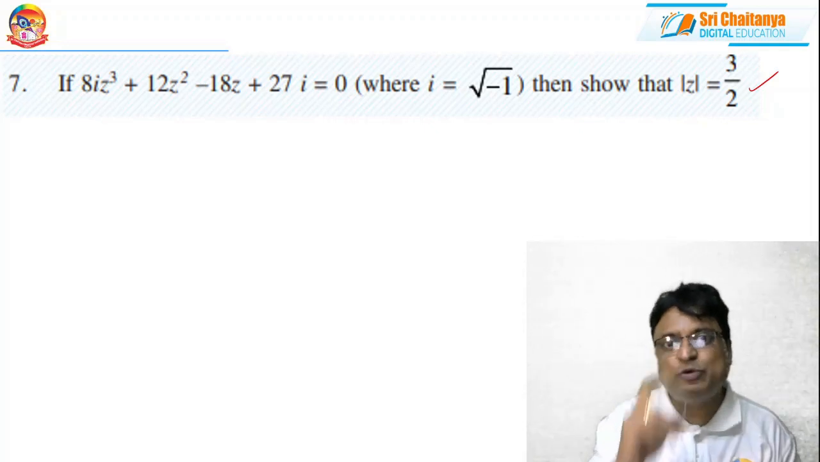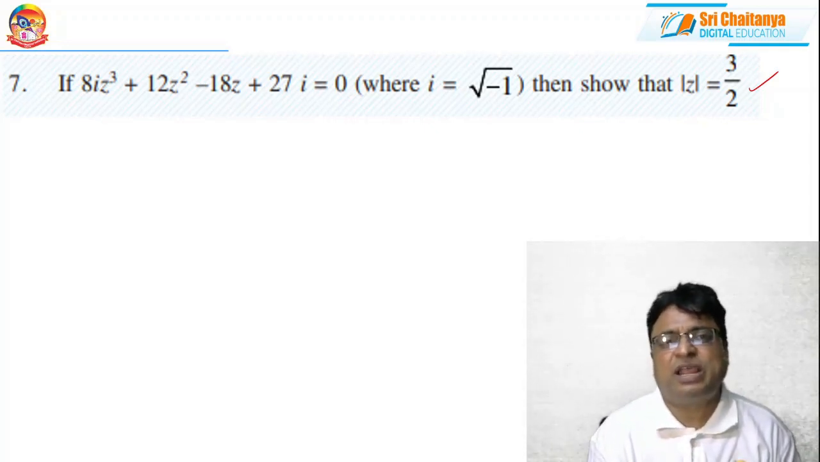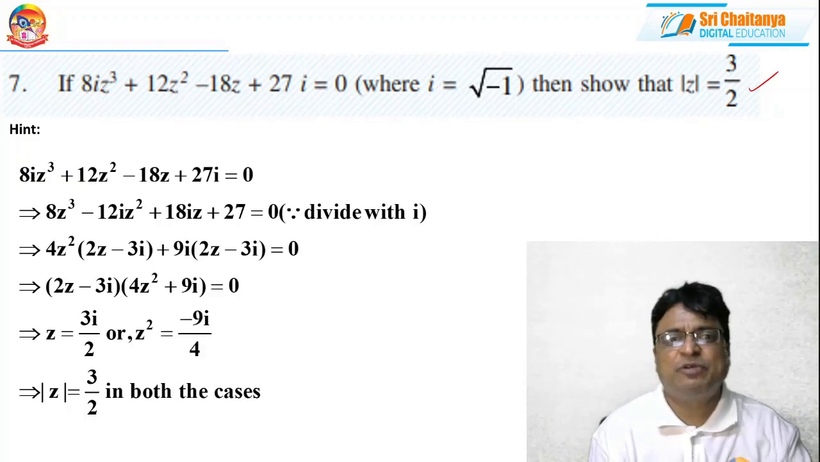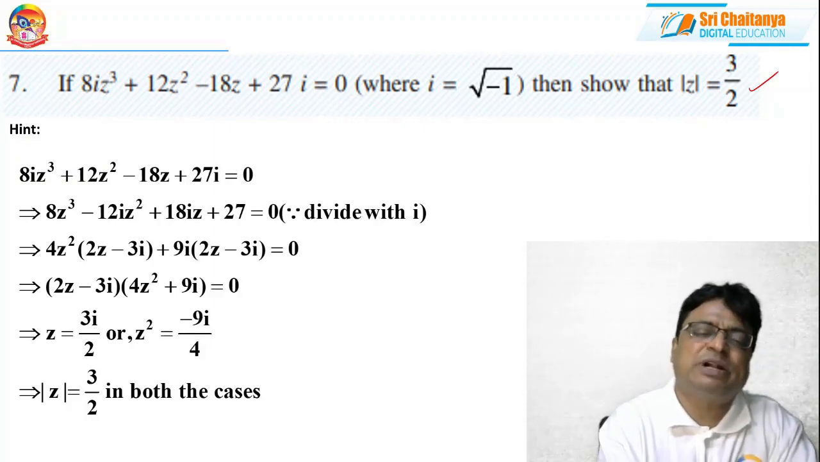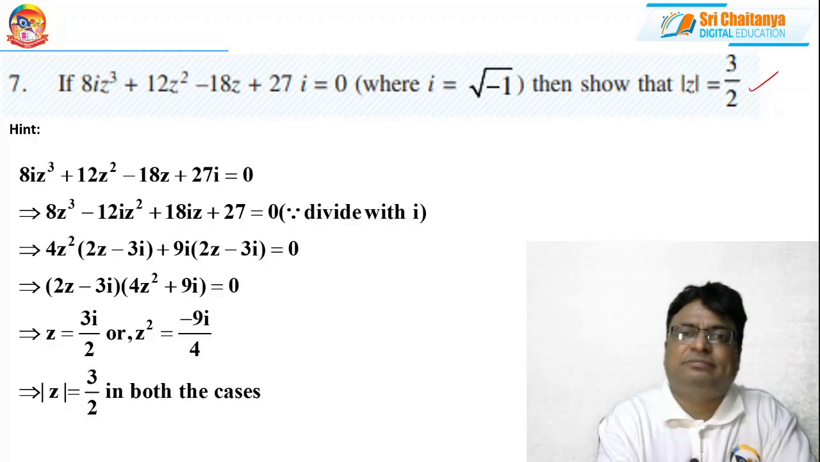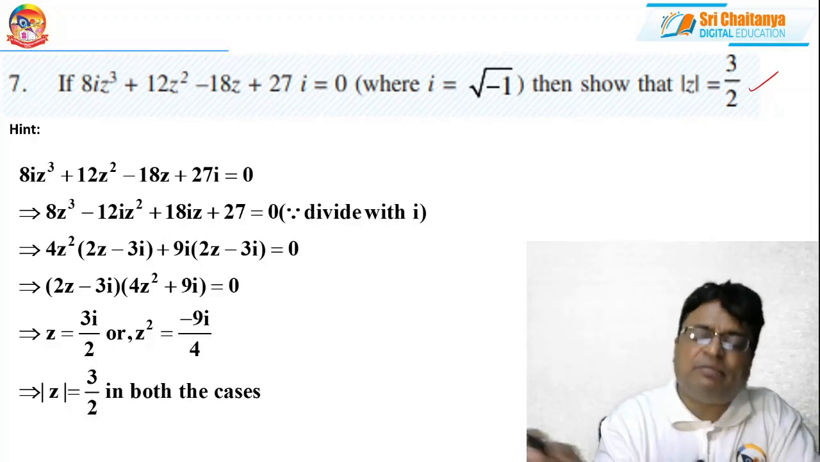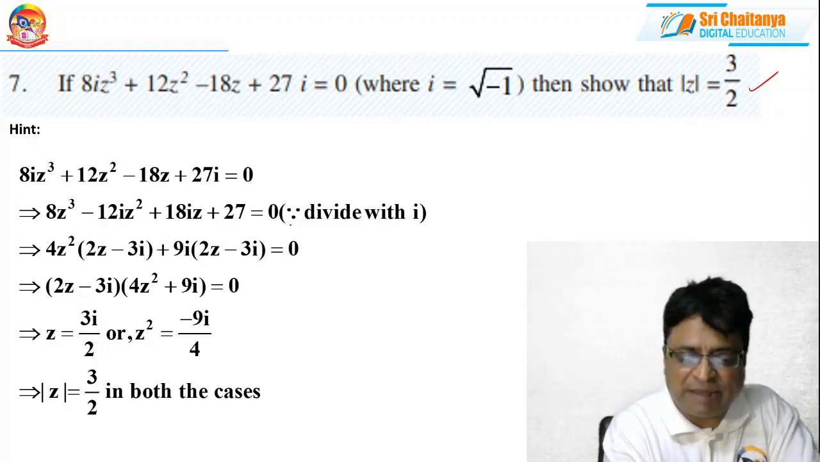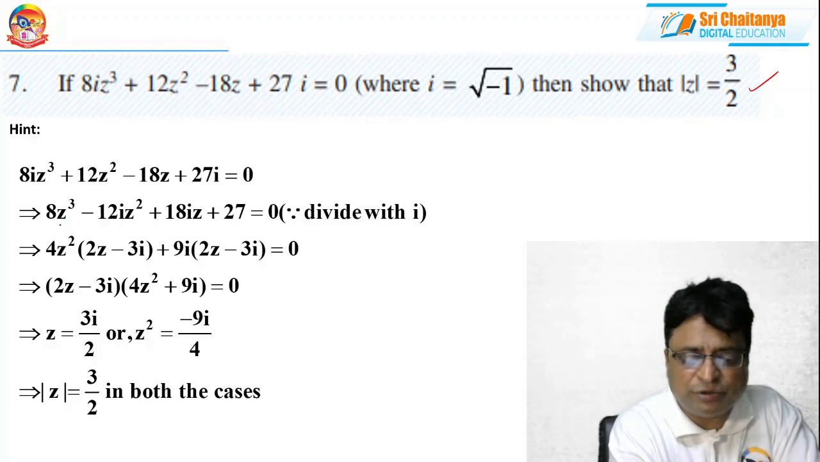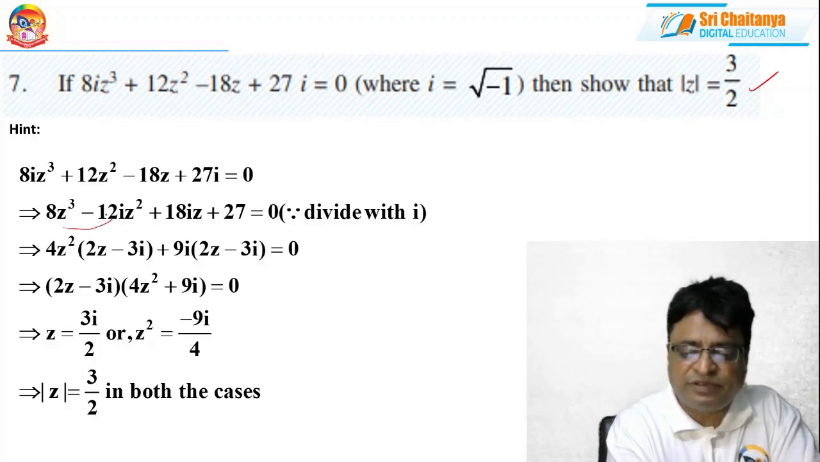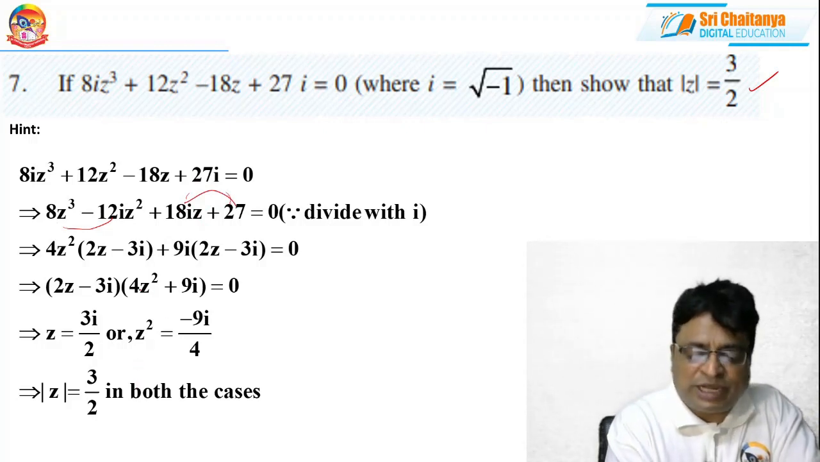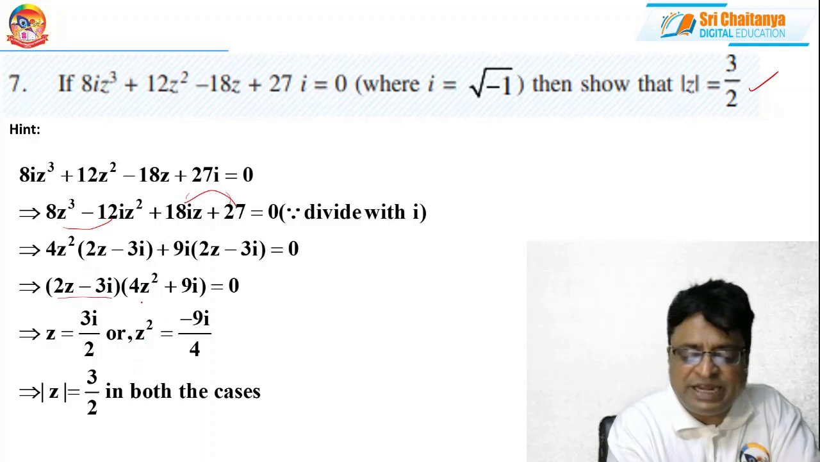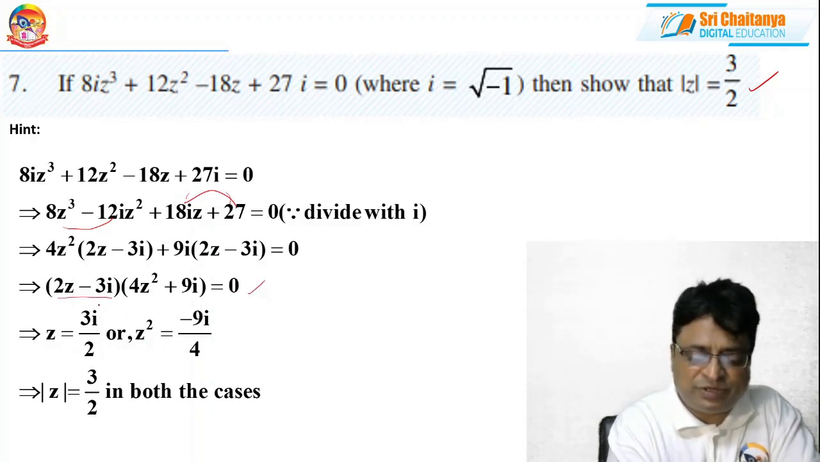For that, what I am doing is, while observing all the terms very carefully, see the hint. Here I just multiplied on both sides with what? i. Or I divide on both sides with what? i. After division, because it happens like this, now you take 4z square common from this, and from here you take 9i common. So luckily I got 2z minus 3i into 4z square plus 9i. So 2z minus 3i equal to 0 means z is equal to 3i by 2.